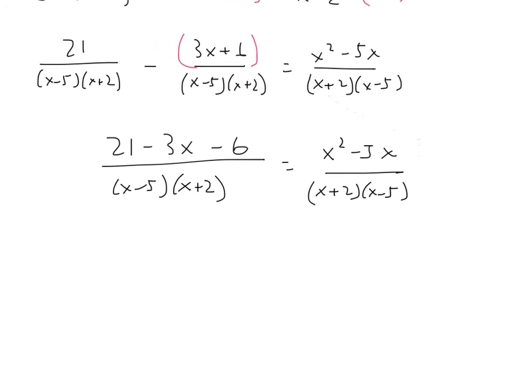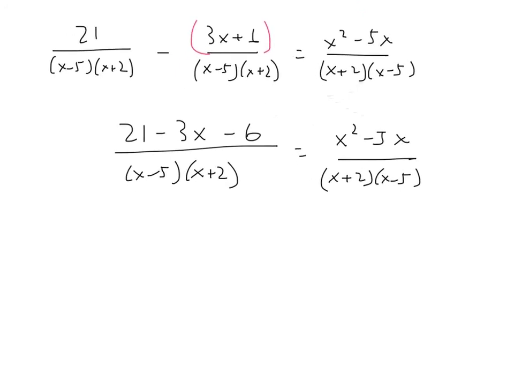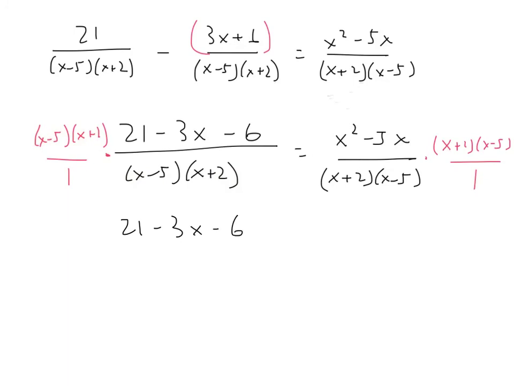Okay, now that we have our common denominator, let's go ahead and multiply by x minus 5 x plus 2 over 1 to both sides. All right, and we do that so that, again, this will divide out. All right, so we end up with 21 minus 3x minus 6. Oh, and I could have actually combined those, but I'll do that next. Equals x squared minus 5x. Okay, so on the left here, let's simplify that. This is negative 3x plus 15.